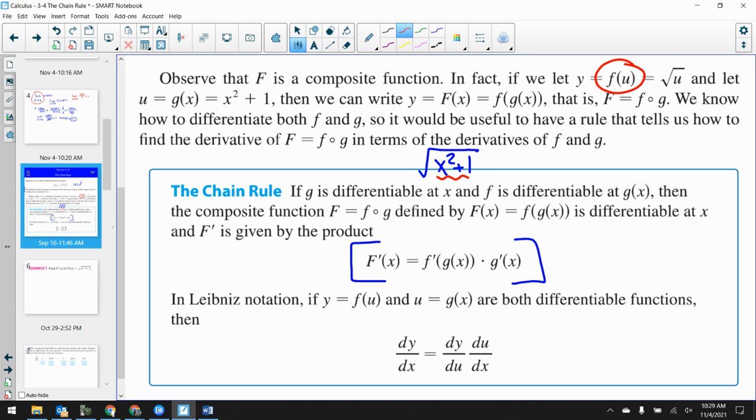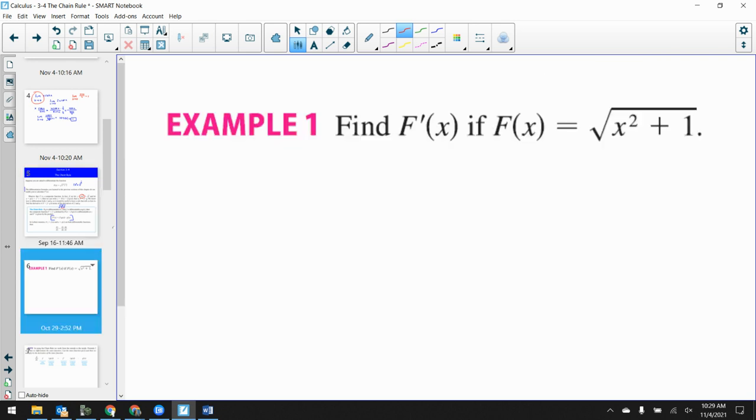Now, I would not try to learn this in Leibniz notation. I think that is really confusing. If you want to, this is how it looks: if you want to find dy/dx, it's dy/du times du/dx. No thanks. Just give me this. I understand what this means. So let's actually do this.